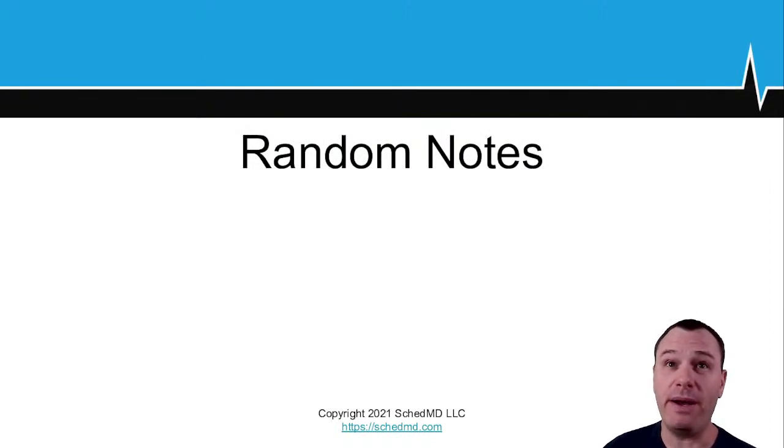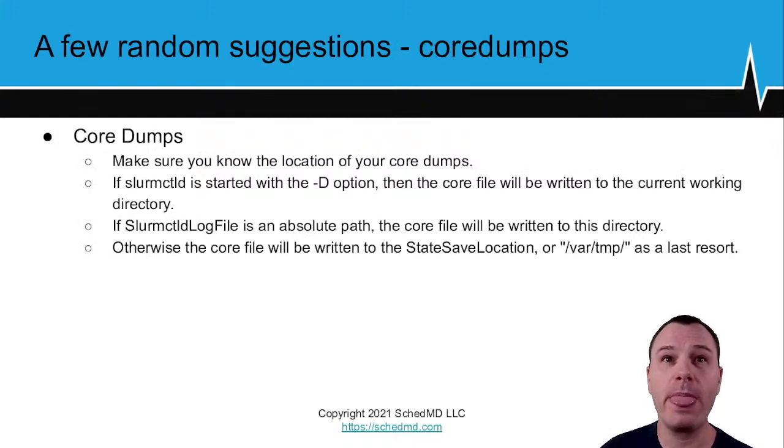Before I end with a word about our support organization, I wanted to mention a few random notes. Here are a few random suggestions related to coredumps. We hope you never get one, but should you, we recommend knowing the location of your coredumps. If the Slurm controller is started with a -D option, then the core file will be written to the current working directory. If the slurmctld log file is an absolute path, the core file will be written to this directory. Otherwise, the core file will be written to the state save location or /var/tmp as a last resort.